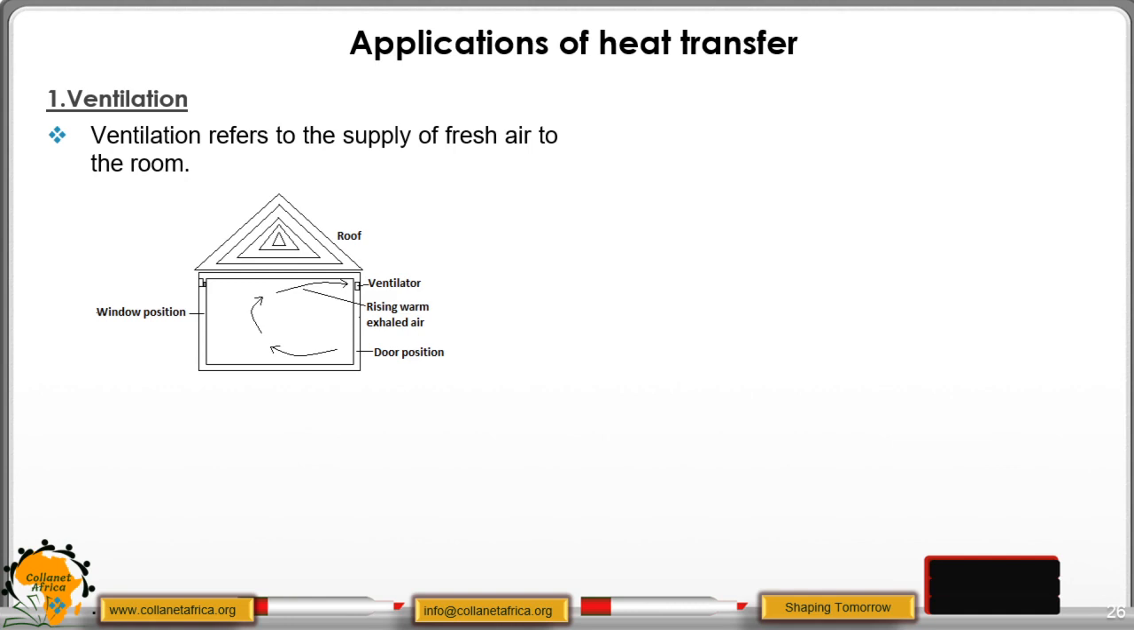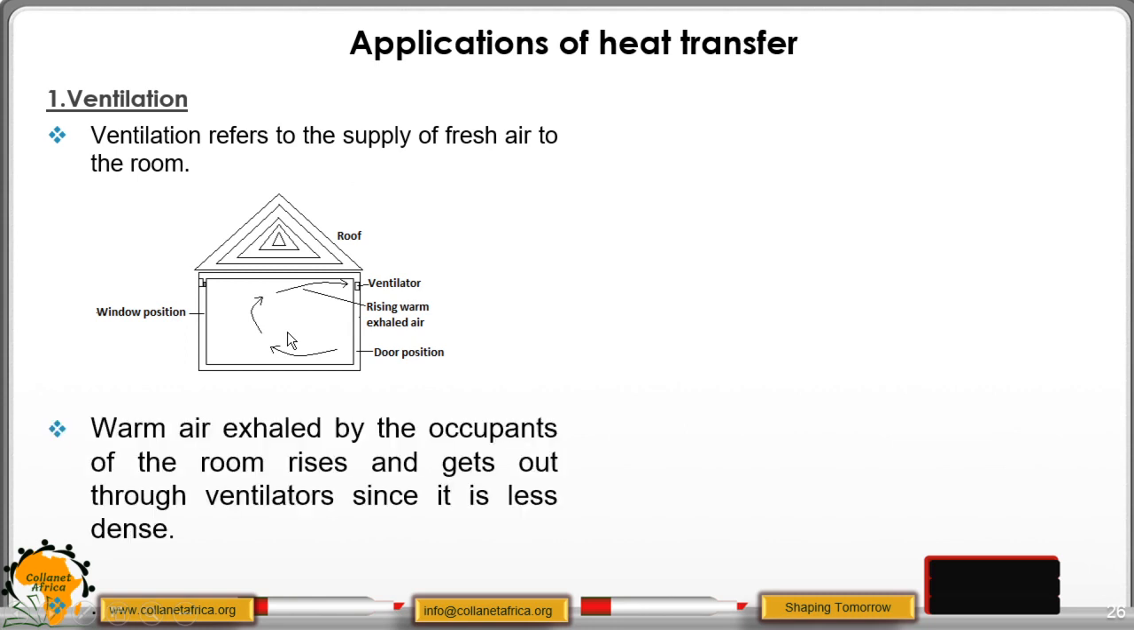So in our diagram here, we have the ventilators that are placed at the top. We have the position of the window and the position of the door. So inside the room, the air is warm because it is being exhaled by the occupants in the room. And because it is warm, it has less density, therefore it rises up. As it rises up, it goes out through the ventilators. So the colder air, which is heavy, from the outside comes through the door and occupies the void that is created. That way we are able to supply this room with fresh air.